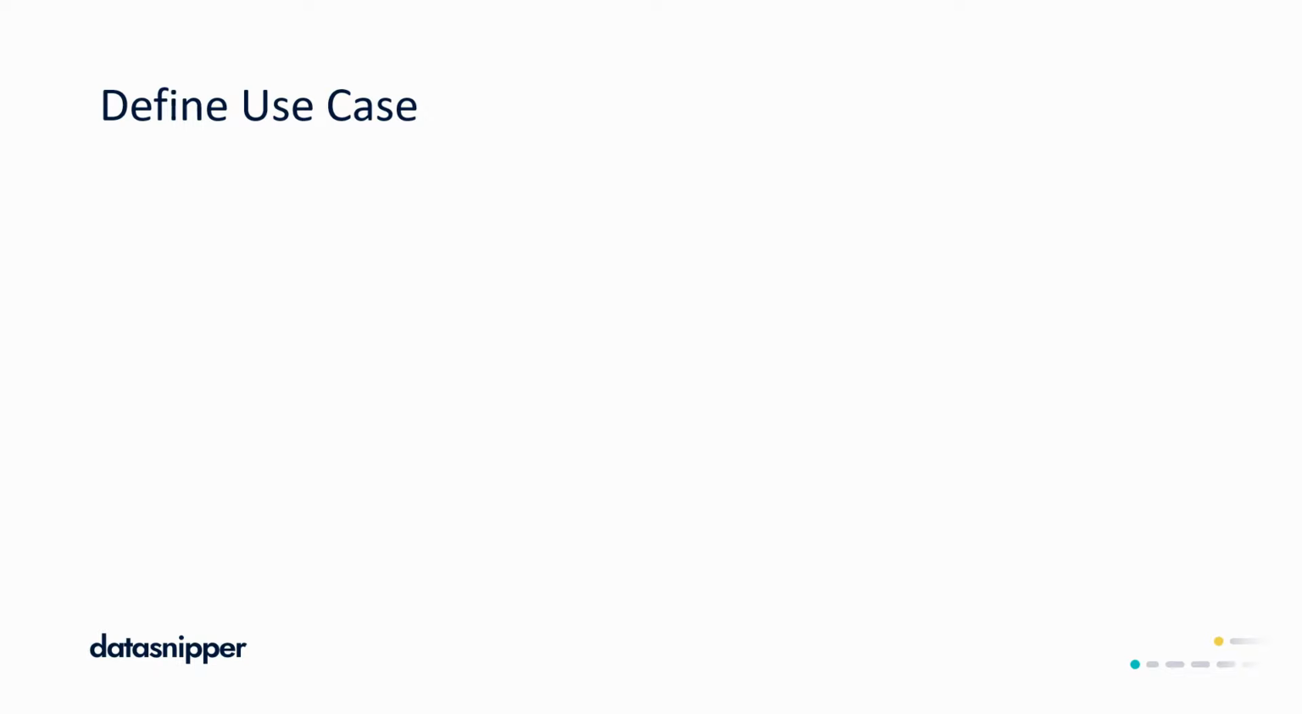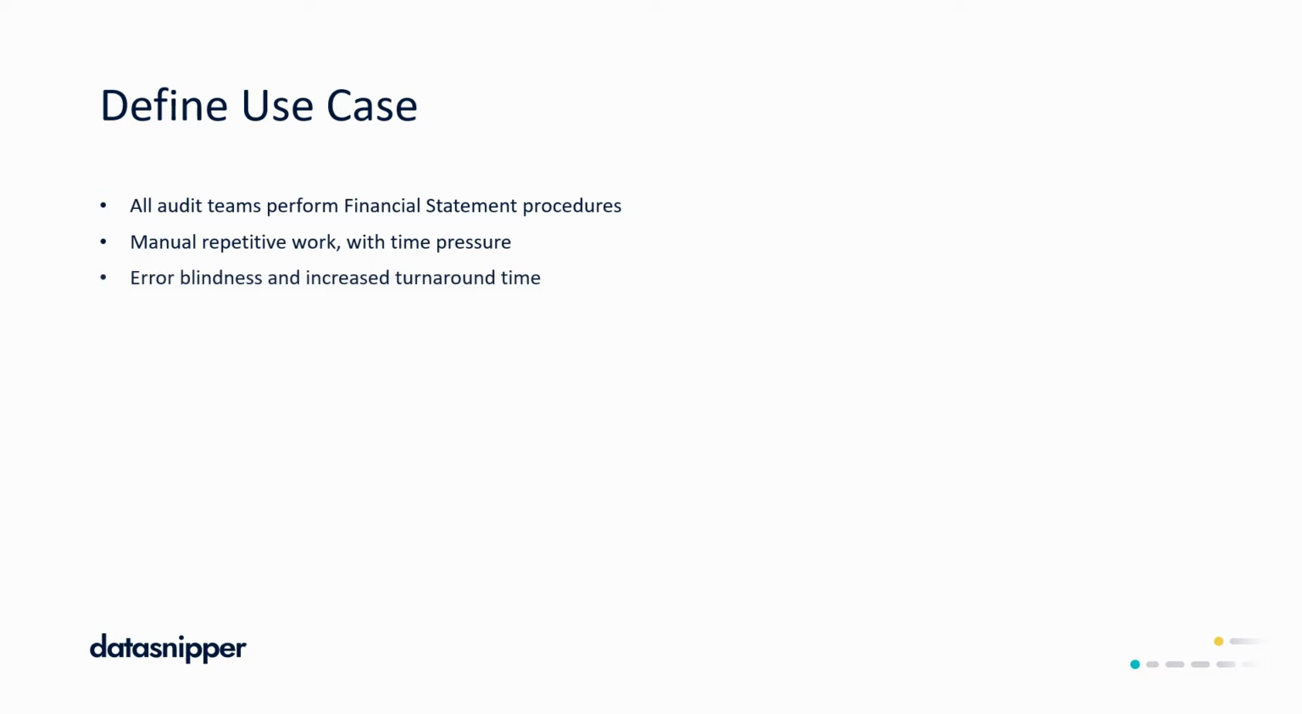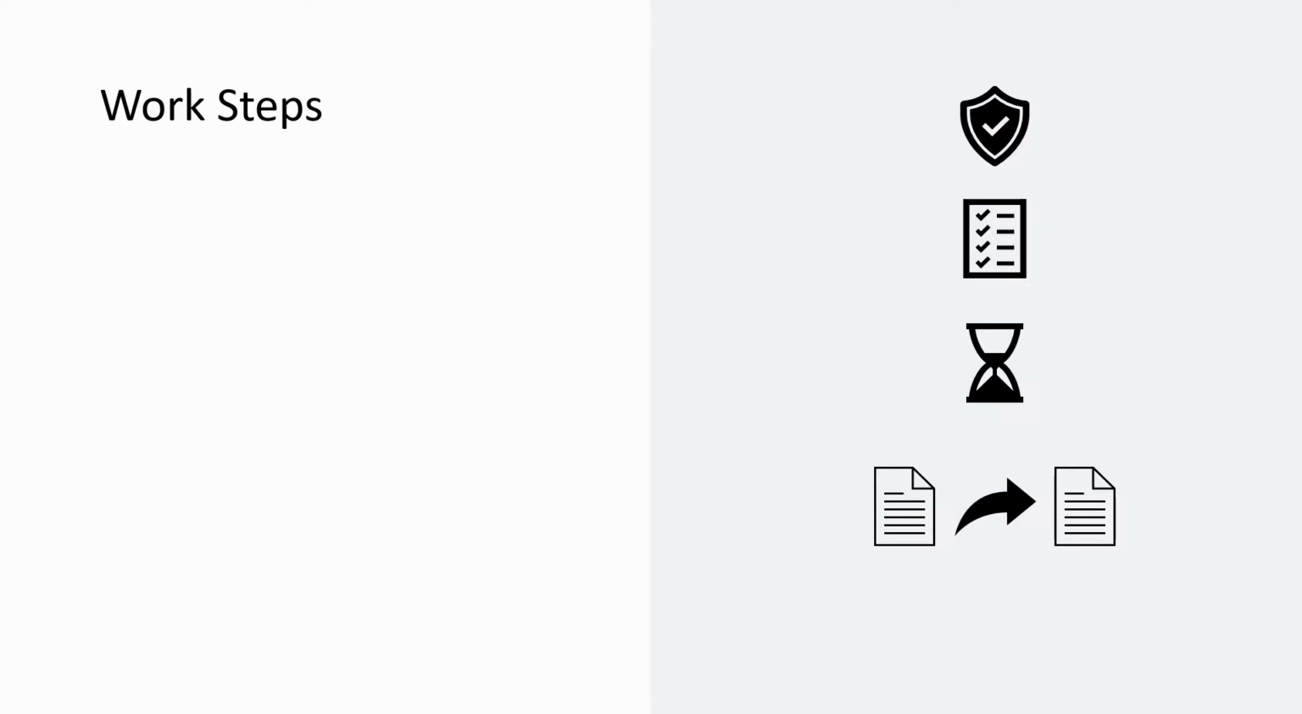To define this use case, each audit must perform some procedures to check the financial statements document. Auditors waste valuable time by manually performing repetitive tasks like searching, calculating, and documenting tick marks. Time pressure drives error blindness, which avoids documentation standards and decreases overall audit quality, and the manual nature of this work slows down your turnaround time, making audit busy season even more hectic.